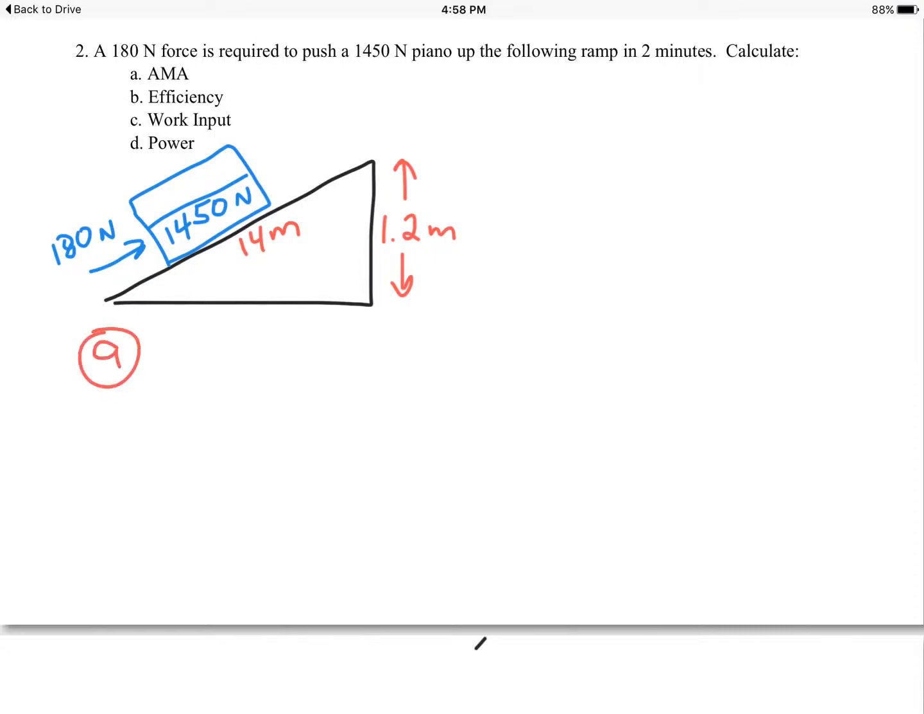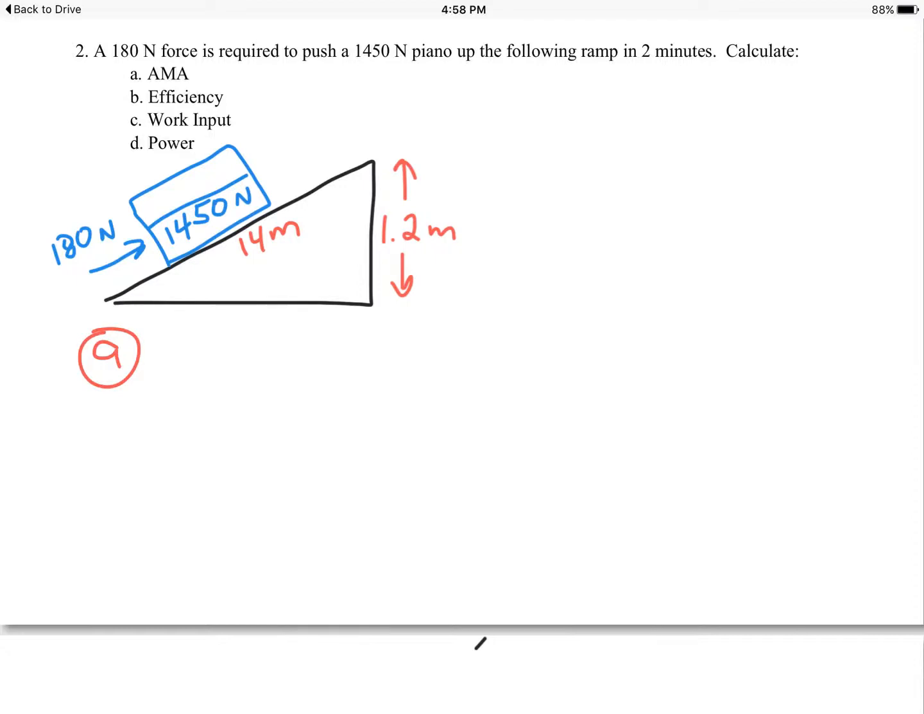Because I cannot lift this piano, it's a very heavy piano, it's 1,450 newtons, but I'm going to push it with a force of 180 newtons. My objective is to lift it off the ground onto, say, a truck 1.2 meters high. So the ramp helps me do this work. It's lessening the force I need, but it's increasing the distance.